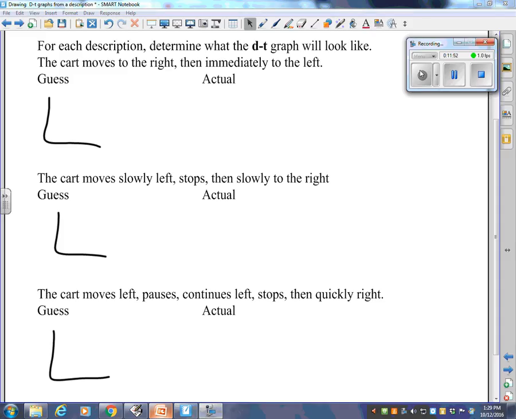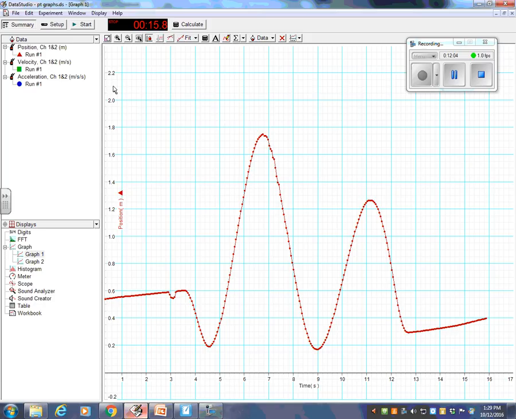Actually, if you were paying close attention, you probably figured out where I was going to go because I did this one already. I didn't really tell you what I was going to do. So we're going to go to the right, and then immediately to the left. Okay? Ready? You're going to hear the little click, click, click, and that's when you can start. Let me delete this one.